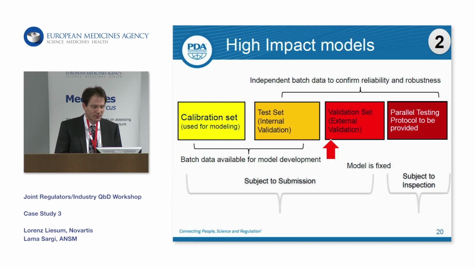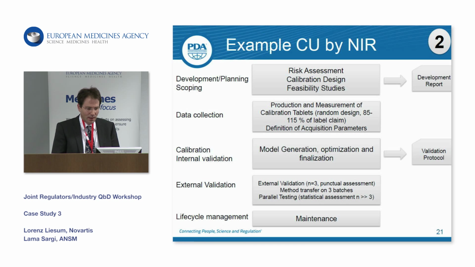So the first three rectangles, the calibration set, test set, and validation set, are the classical method validation as you do it also for HPLC. This should also be subject to submission. The parallel testing is a voluntary activity to increase the confidence in the method and should only be subject to an inspection.